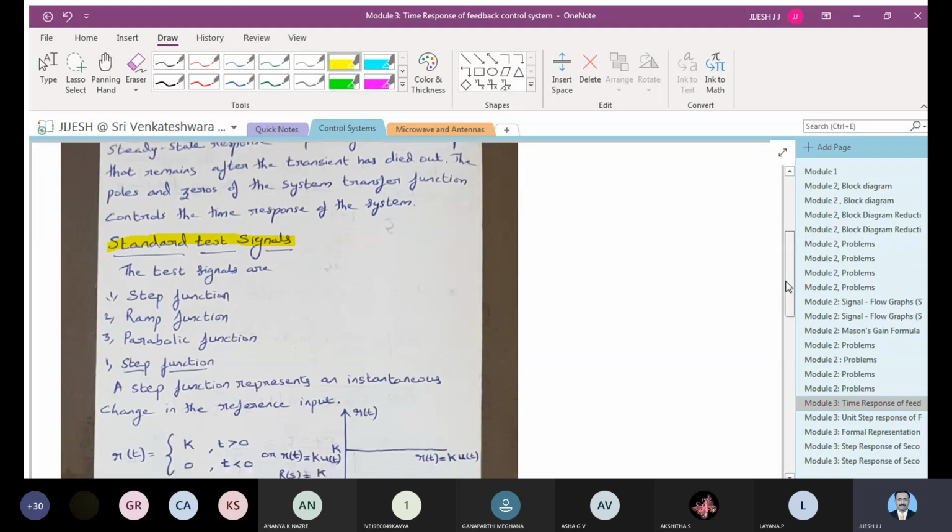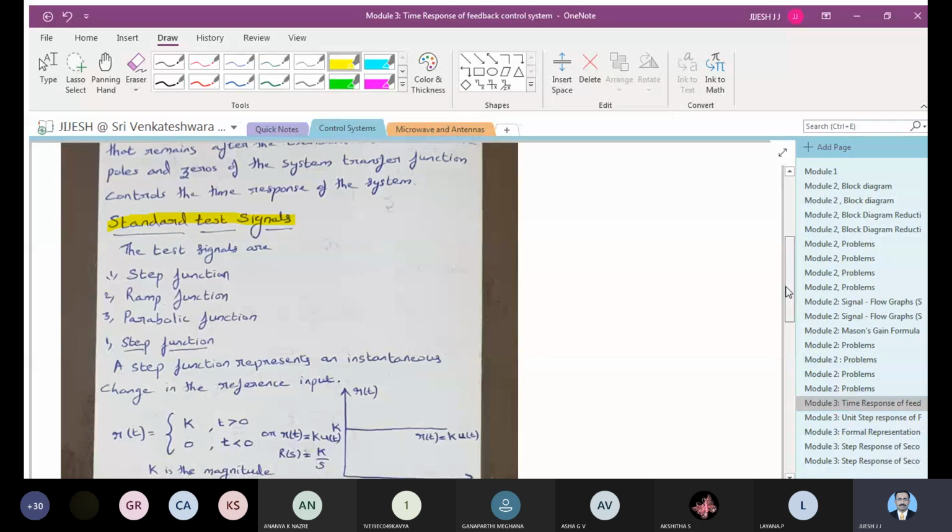So for the step function, you know that you have the instantaneous signal in the reference. This signal stays at the same value k for all time after that. If you have the equation for that, r(t) is the representation, equal to k when t is greater than 0, and 0 when t is less than 0. So the function is written in this form.